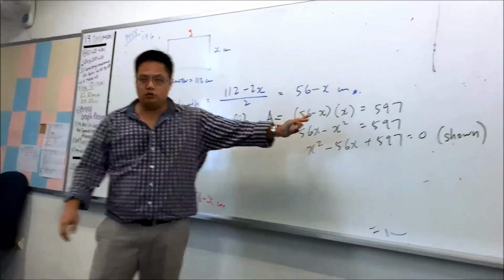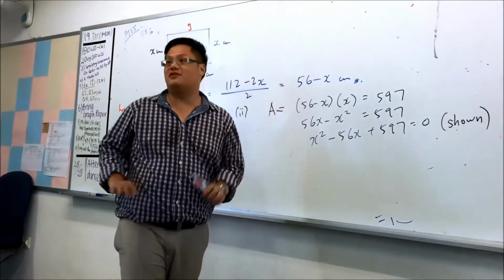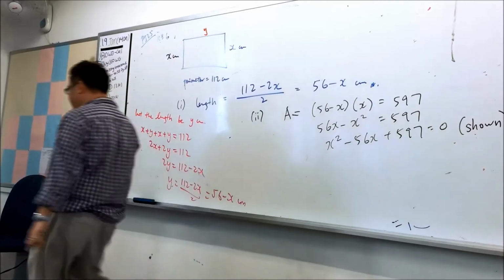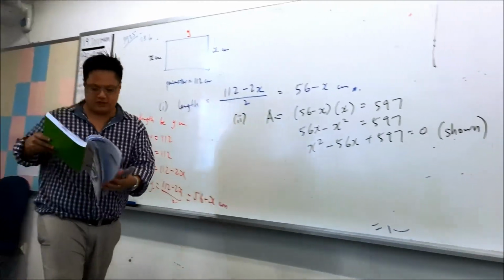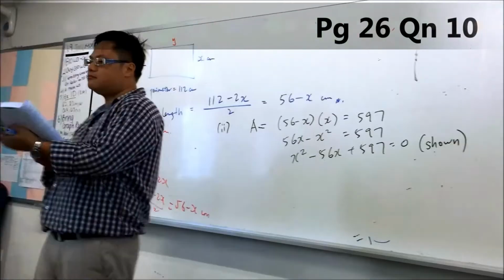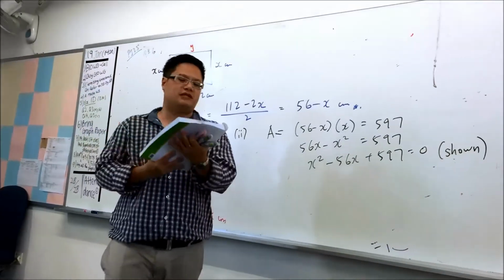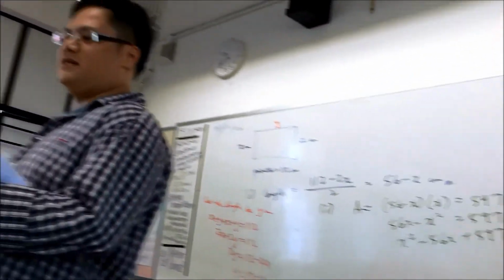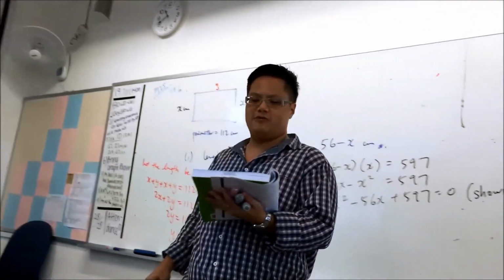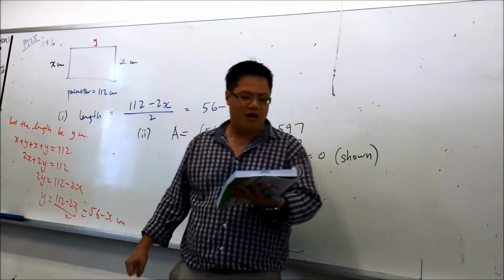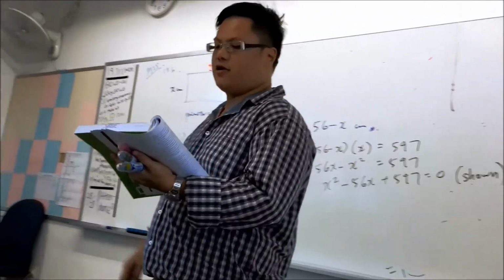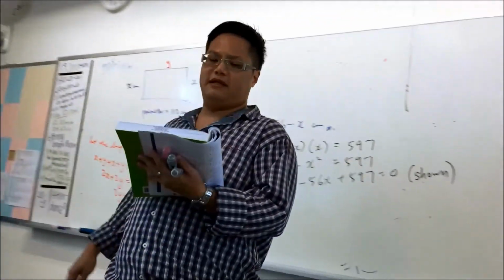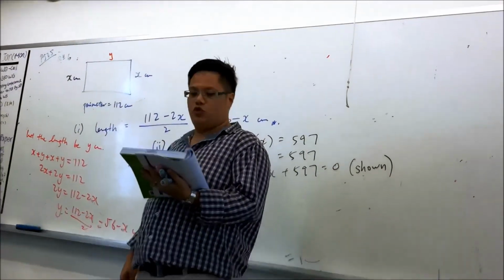From here you will go home tonight, practice and solve this on your own. Now can we do something a little bit tougher? Look at page 26 of your textbook, question 10. Rui Feng and Jin Wei represented their class in a 10 kilometer race. They started running at the same speed of x kilometers per hour. After 2 kilometers, Rui Feng increased his speed by 1 kilometer per hour and ran the remaining distance at a constant speed of x plus 1 kilometers per hour. Jin Wei, very constant, maintained his speed at x kilometers per hour throughout the whole race.